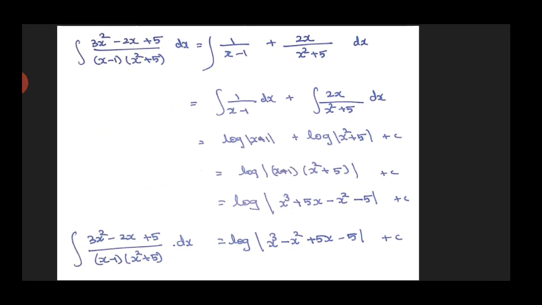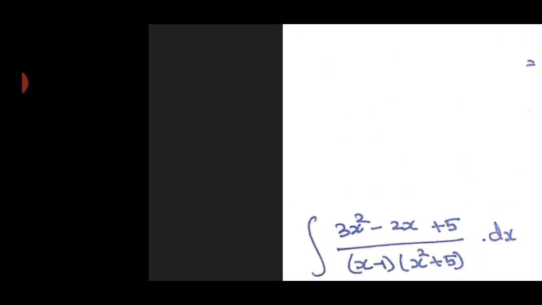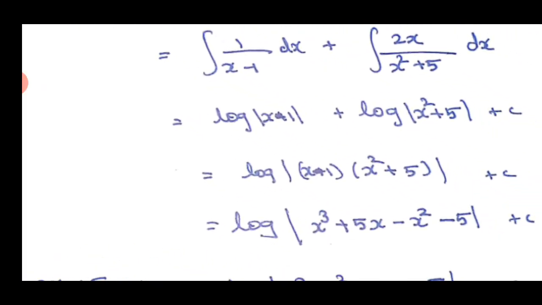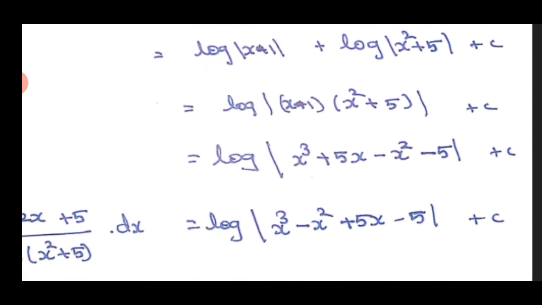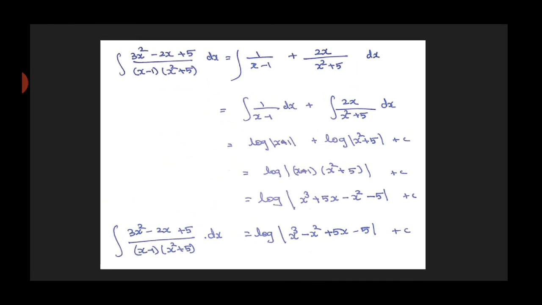So it looks like log of x minus 1 plus log of x square plus 5 plus c. It looks like log a plus log b. What is log a plus log b? Log ab. So log of x minus 1 into x square plus 5 plus c. While multiplying, we get the answer log of x cube minus x square plus 5x minus 5 plus c.